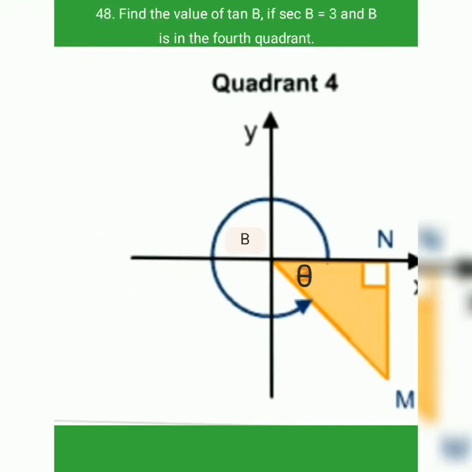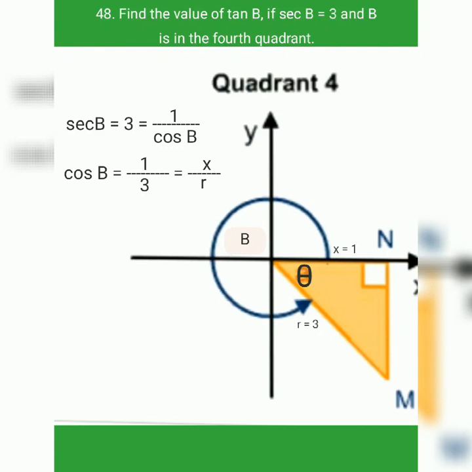Find the value of tangent B if secant B is equal to 3 and B is in the fourth quadrant. Since on the given, secant B is equal to 3 and it is in the fourth quadrant, secant B is equal to 1 over cosine B, which is equal to 3 over 1, and cosine B is equal to x over r. The value of x is 1 while the value of r is 3.